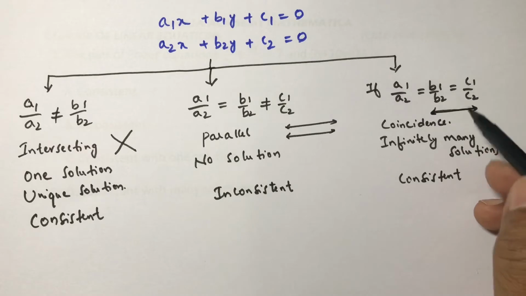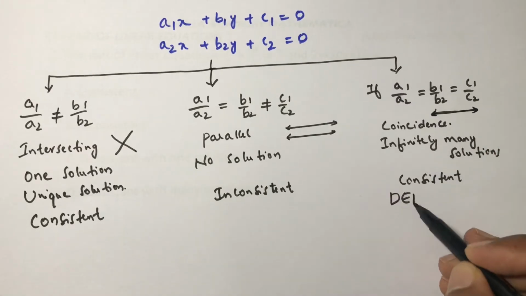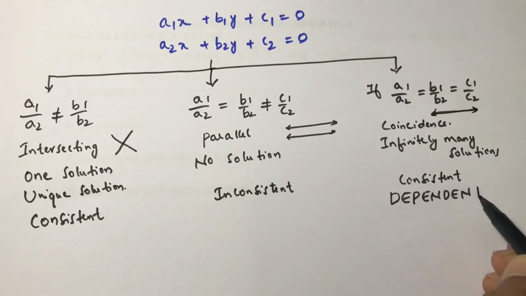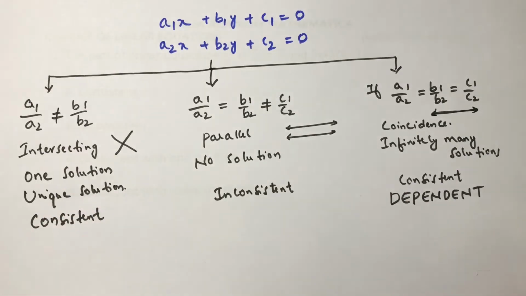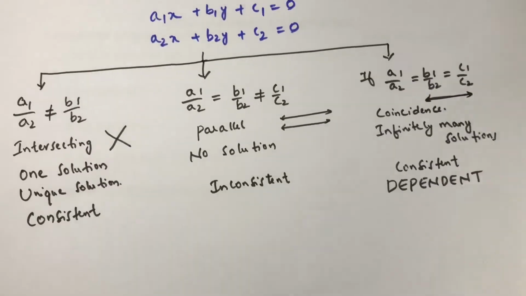And one more thing. If we find the solution for one line, the same solution will fit the other line because both lines are coincident. So we'll call these coincident lines dependent. Coincident lines are also known as dependent lines. If you remember these conditions, then it will be easy to solve MCQs based on them.